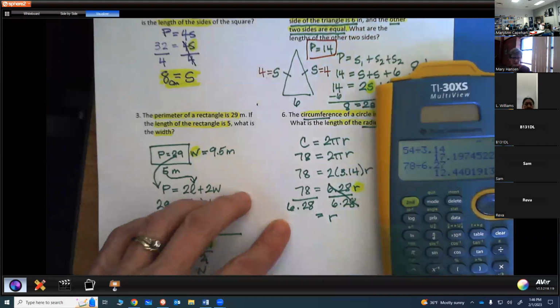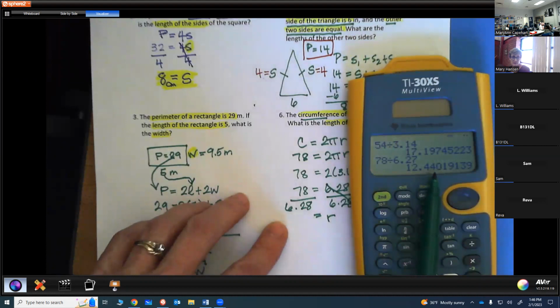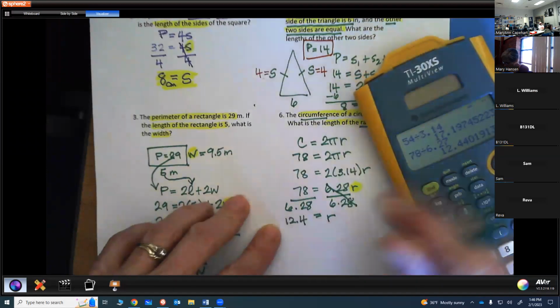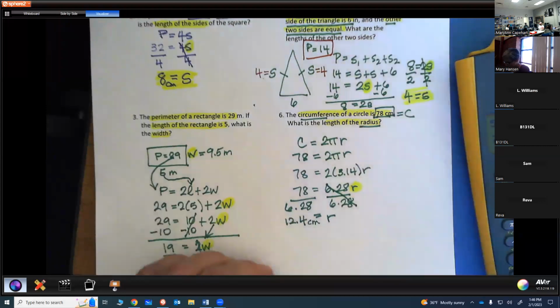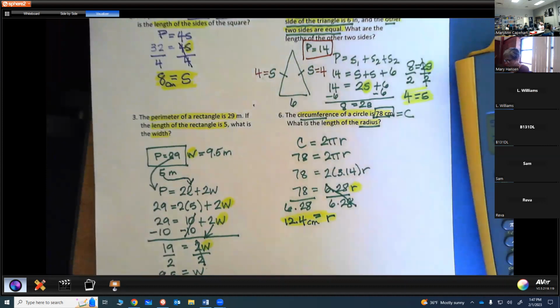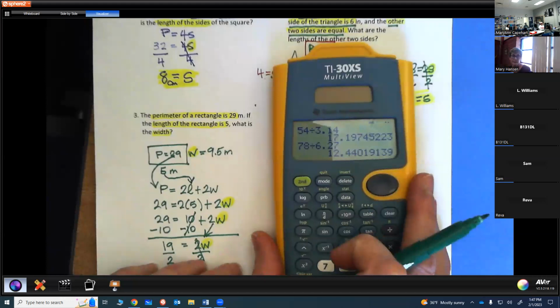If I'm going to round that to the nearest 10th, this first 4 is in the 10th place. I look next door and it's also a 4. So that is a lower number, and I round down, I keep this 4. And so my answer is 12.4 centimeters. When would you round up? It's 5 and above? Yes, when it's 5 and above, you round up.